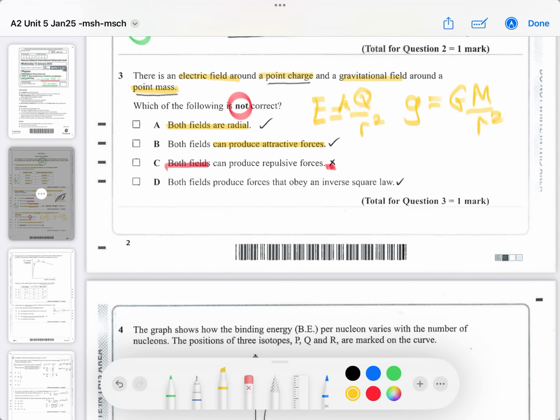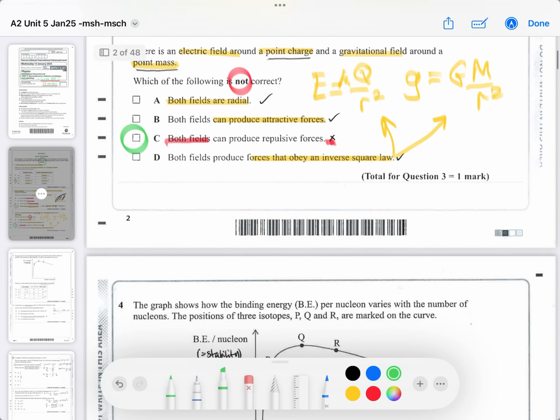Both fields produce forces that obey the inverse square law. Well, this is an inverse square law of the fields. Yes, 1 over r squared. So the answer is C. Both fields cannot produce repulsive forces.